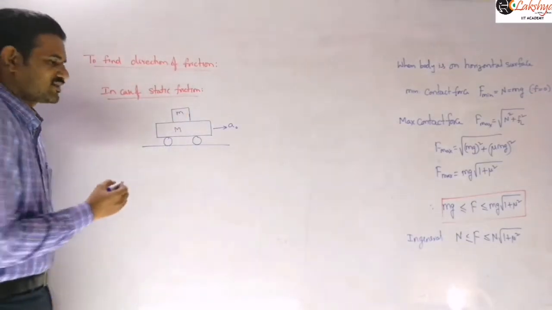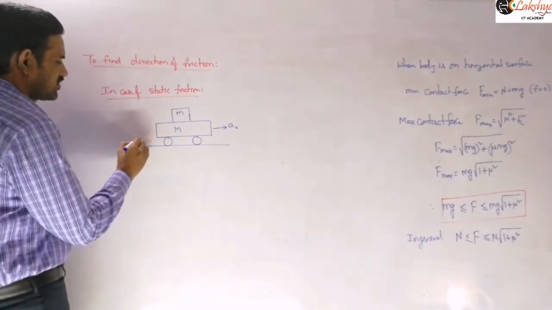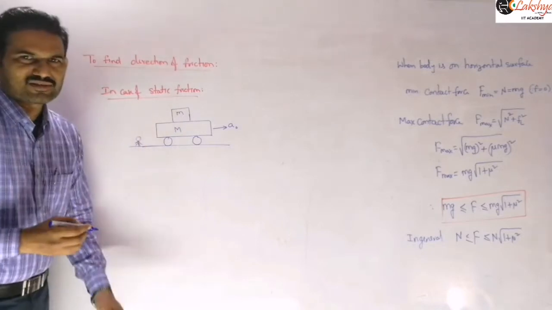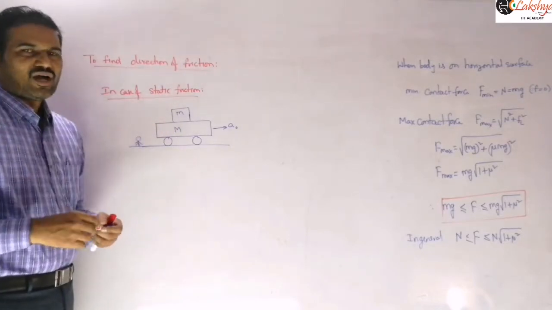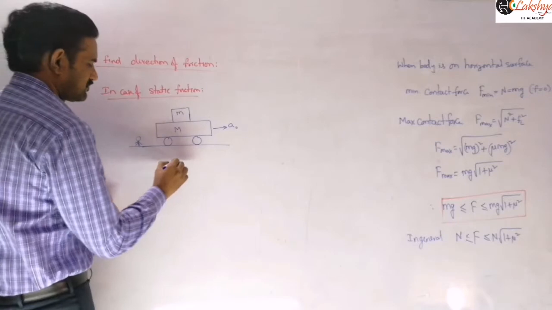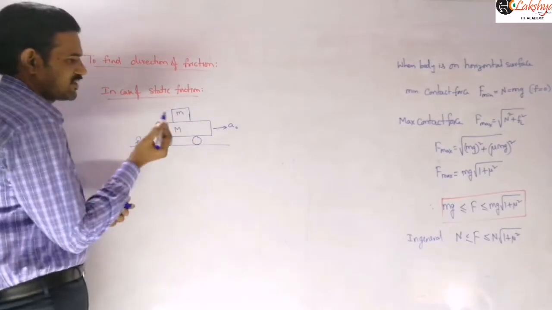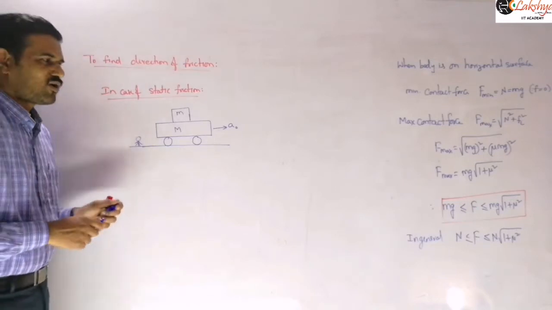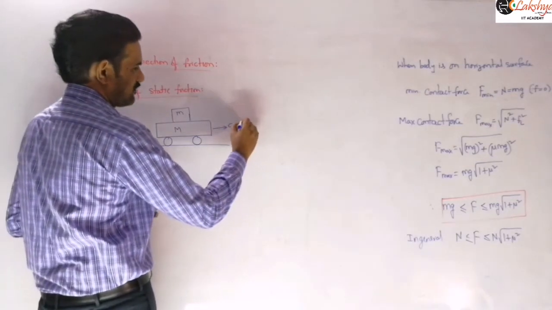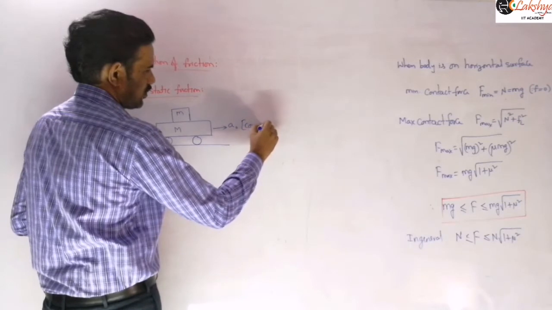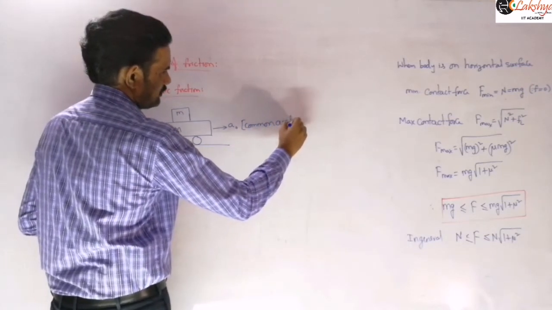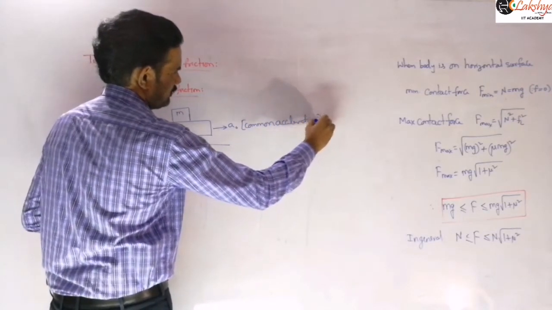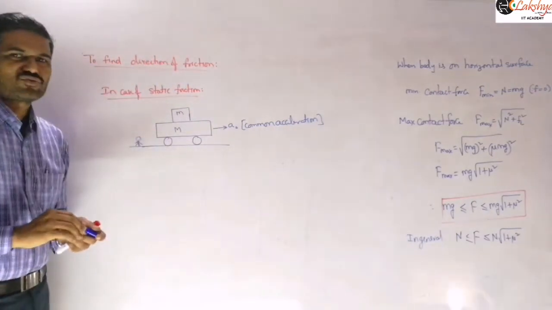And now let us consider the motion of this object with respect to an observer on the ground. Suppose this ground observer is observing it, and we are assuming that both are moving together, there is no relative slipping. This is the common acceleration of the system. That means both are moving together.